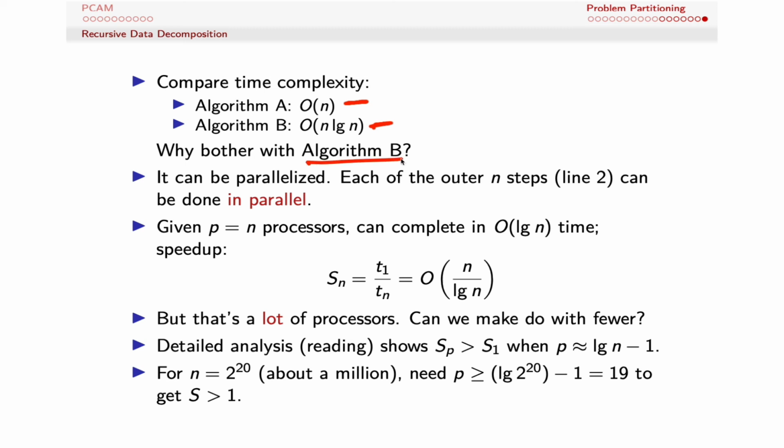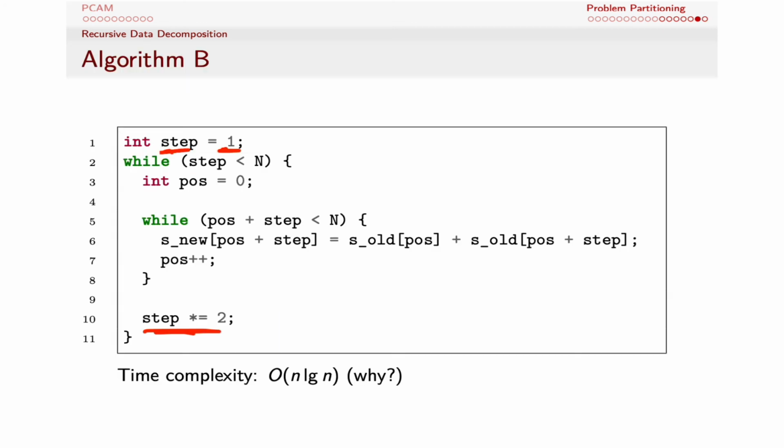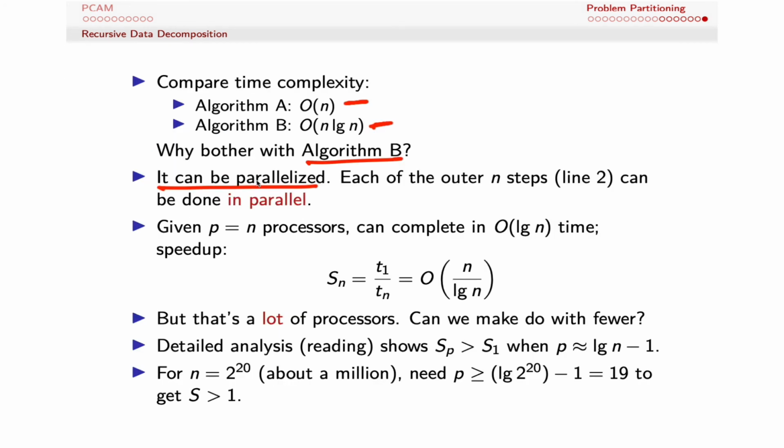So why do we care? Why are we bothering with algorithm B? Well, it turns out it's fairly straightforward to parallelize algorithm B. In particular, each of the iterations of the outer loop here can be given to different processors. So all of those n steps can be done in parallel.